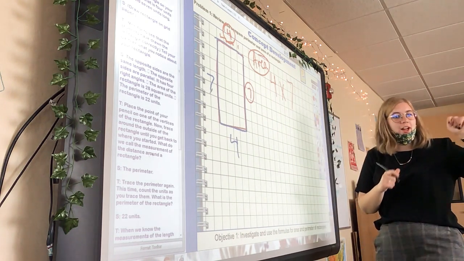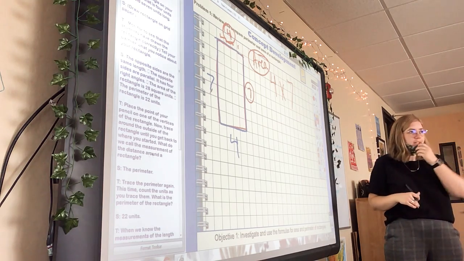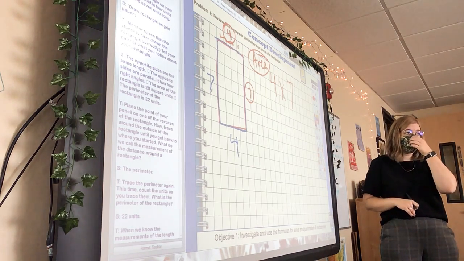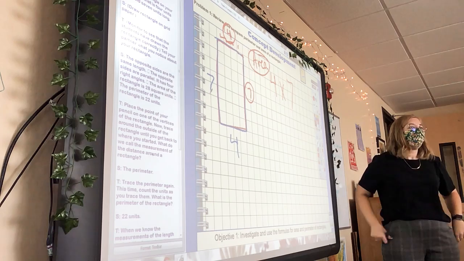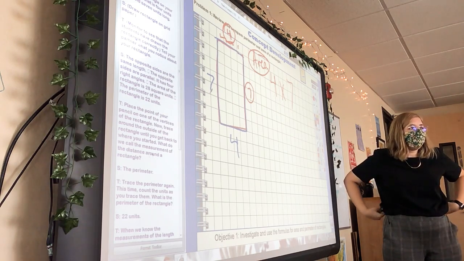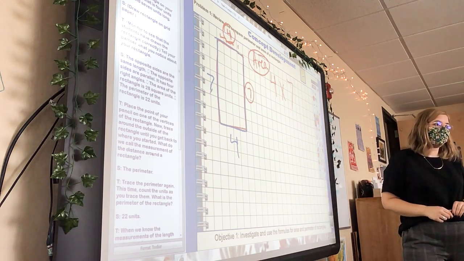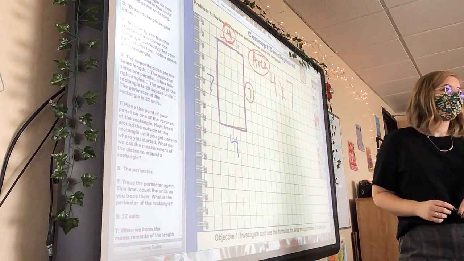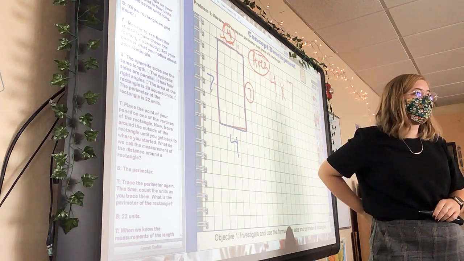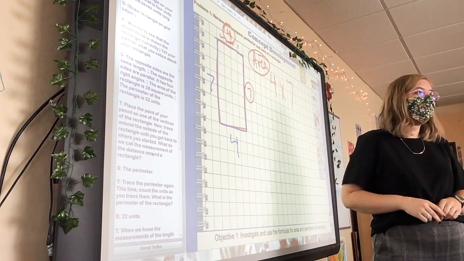Good. And Austin, can you kind of show me what you were showing your group with your folder? So basically, if you want to add something, then say this side is 4. So then, if this side's 4, then this side has to be 4 too. So then this side's 7, and this side also has to be 7. Good. Then you can add them together.